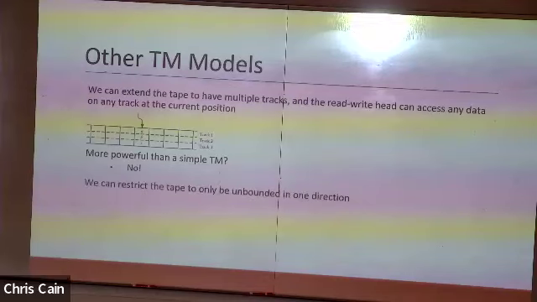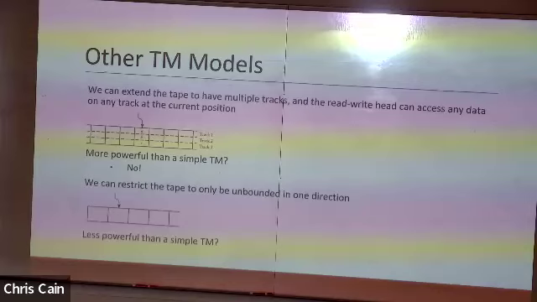Next possible class. We're going to restrict the tape to only be unbounded in one direction rather than both directions. So now, instead of going infinitely in both directions, it's now only going to go infinitely in a single direction and be bounded on one end. Does not really matter which direction that is. It can be unbounded to the right or unbounded to the left. This is obviously not more powerful than a simple Turing machine, but is it less powerful than a simple Turing machine?